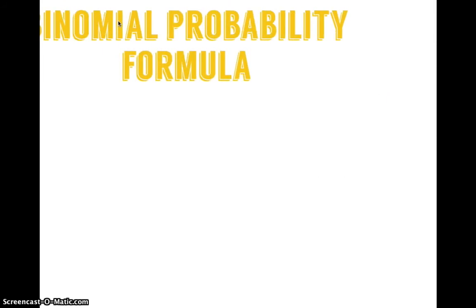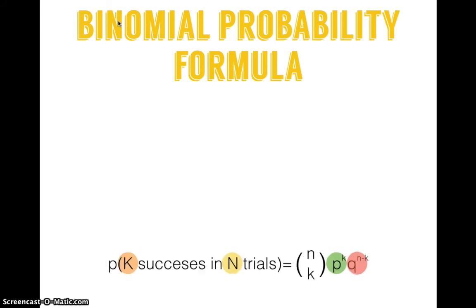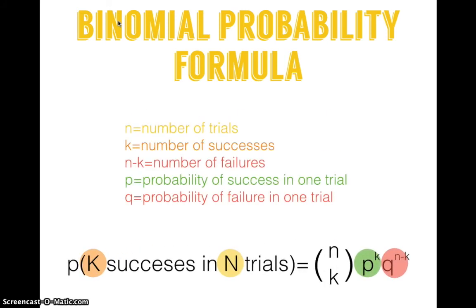Let's go straight to the binomial probability formula. The formula is P(K successes in n trials) equals n choose K times p to the power of K times q to the power of n minus K. Now what does this mean? n equals the number of trials, K equals the number of successes, n minus K equals the number of failures, p equals the probability of success in one trial, and q equals the probability of failure in one trial.